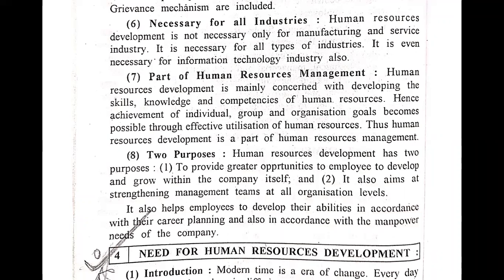And now we'll see the last feature of human resource development given in this book, that is, two purposes. Human resource development has two specific purposes. The one is to provide greater opportunities to employees to develop and grow within the company itself. And second, it also aims at strengthening management teams at all organizational levels. So guys, here we can see why we need to have a development activity in our organization, or why we need to develop our employees: there are two different purposes. As you can see, the first is to provide greater opportunity to employees to develop and grow within the company itself.